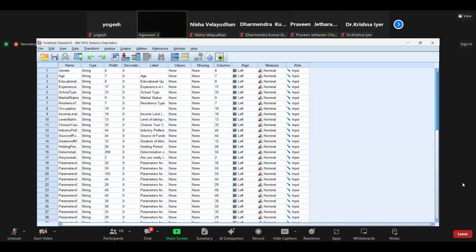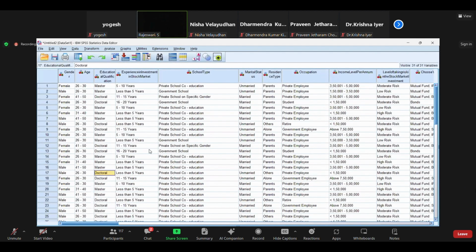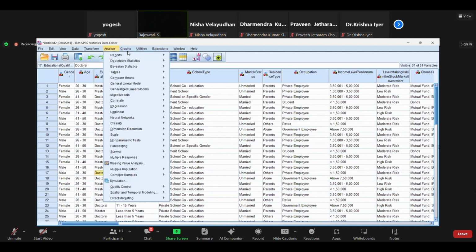Ma'am, initially when you open any SPSS tool, the sheets will be blank. And if you have an Excel sheet, you can import the data and the sheets will be like this. From this, I can do the analysis, whatever I taught you.